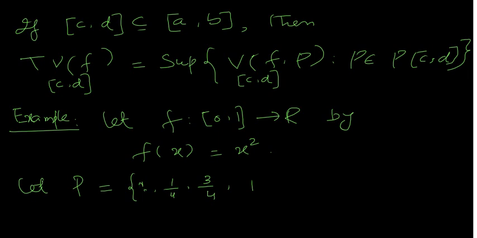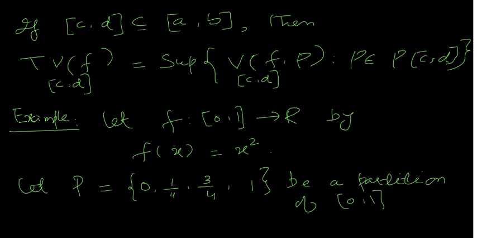Let's choose this partition: 0, 1 by 4, 3 by 4, and 1. Let this be one of the partitions of the closed interval 0 1. Let us try to find the variation of this function f with respect to this partition. So what will be that variation? Let's check that variation.